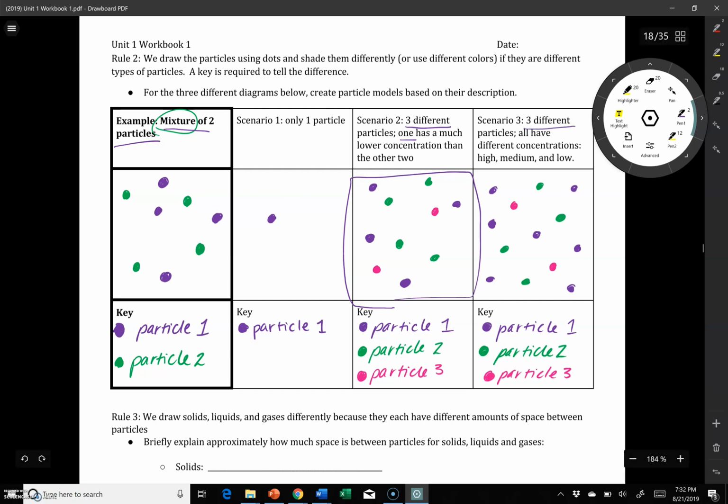Scenario 3 is similar in that I have 3 different particles, but these all have different concentrations. So I drew only a couple for the pink. The green I drew a little bit more. And then the purple I drew a lot more, so that way I have high, medium, and low concentrations of each one.